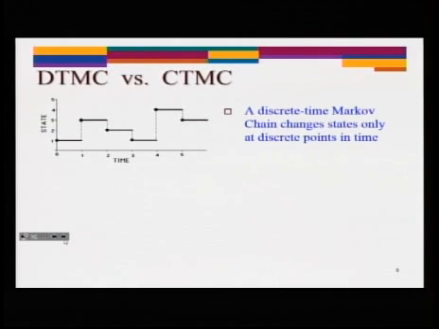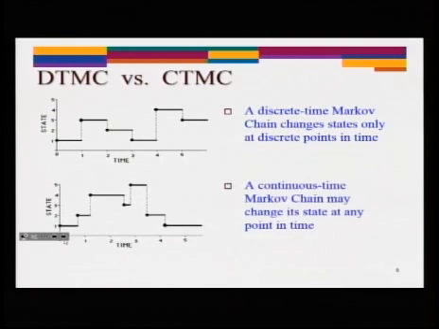Okay, now you know the difference between the discrete time Markov chain and continuous time Markov chain. So I will say that a discrete time Markov chain changes states only at discrete points in time, whereas a continuous time Markov chain may change its state at any point in time. That is, the transit points are not necessarily integers for the continuous time Markov chain.